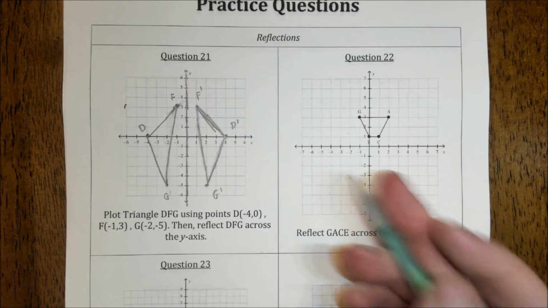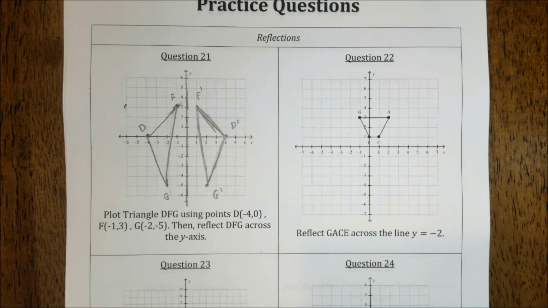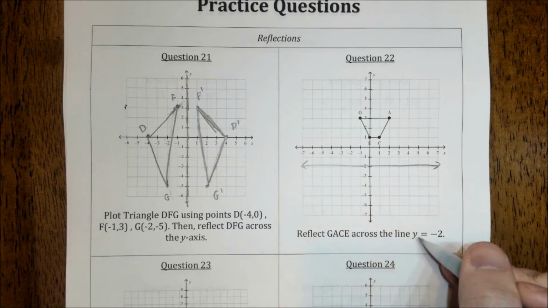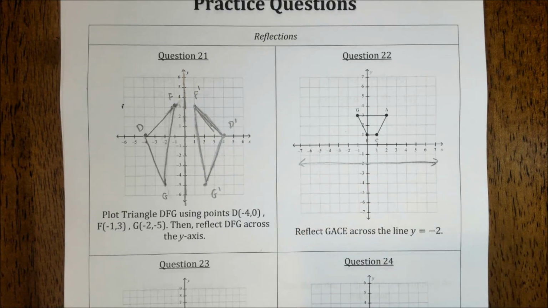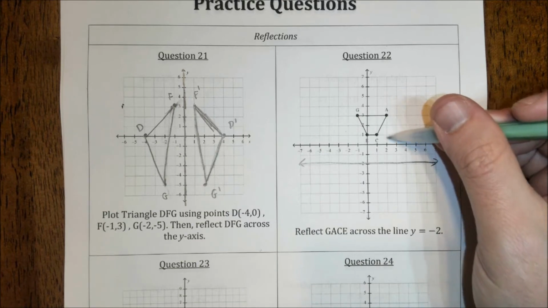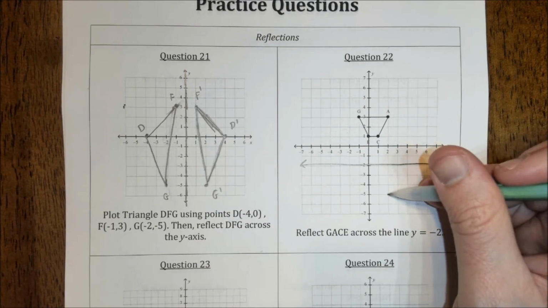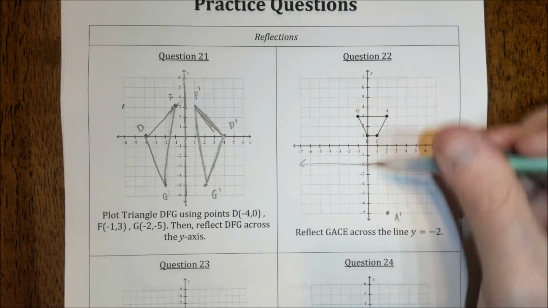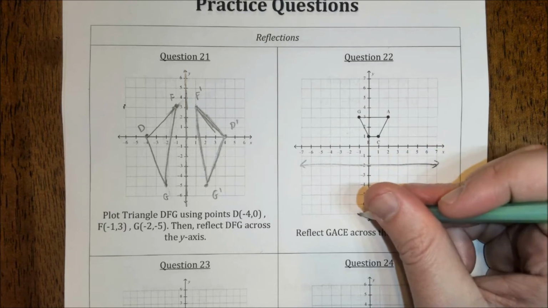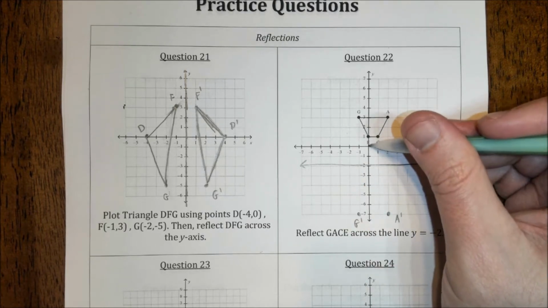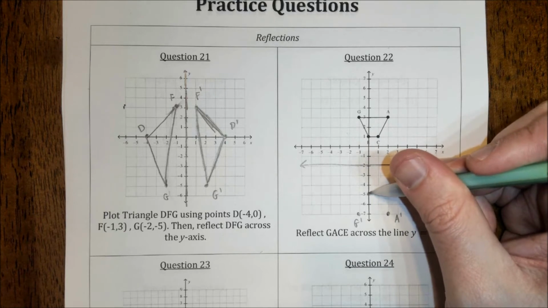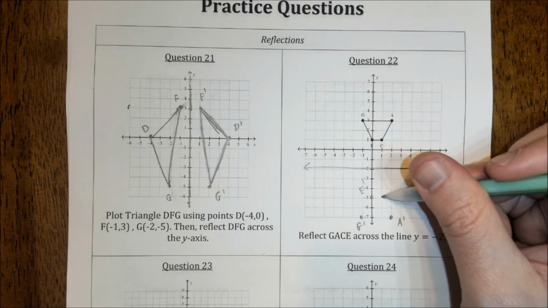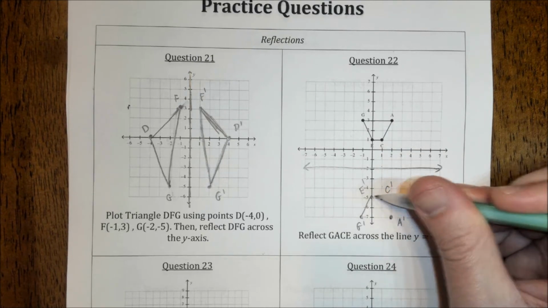Question 22 wants us to reflect this across the line y equals -2, which is right here. I know that's the mirror because this line hits the y-axis at -2. A is 1, 2, 3, 4, 5 above. It needs to be 1, 2, 3, 4, 5 below. G is 1, 2, 3, 4, 5 above. It needs to be 1, 2, 3, 4, 5 below. E is 1, 2, 3 above. Now it's 3 below. C is 1, 2, 3 above. Now it needs to be 1, 2, 3 below. Let's connect them.